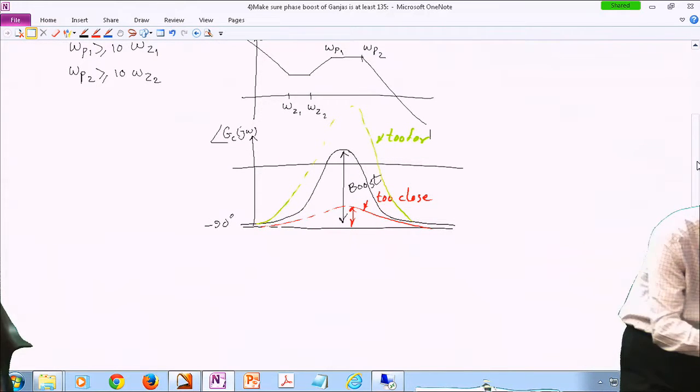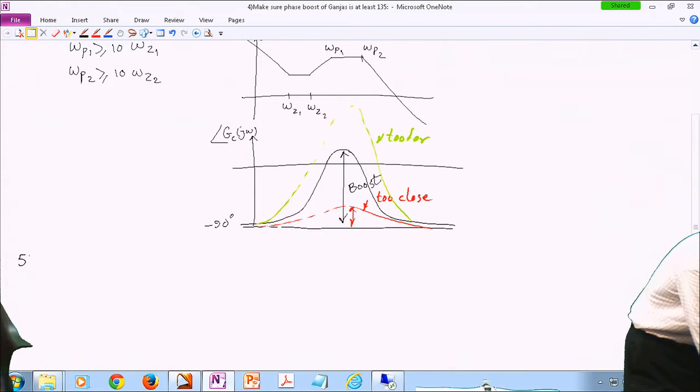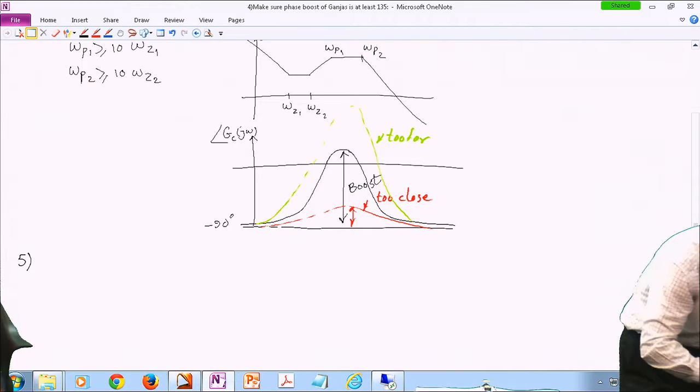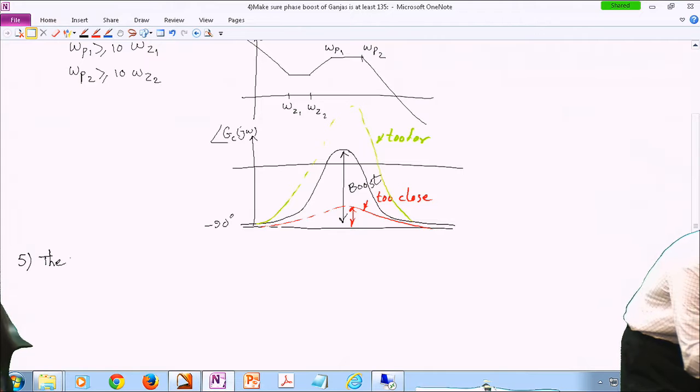All right, so number 5. This is not an absolute requirement, but it's better to have it. Basically the loop gain should look almost like a straight line.